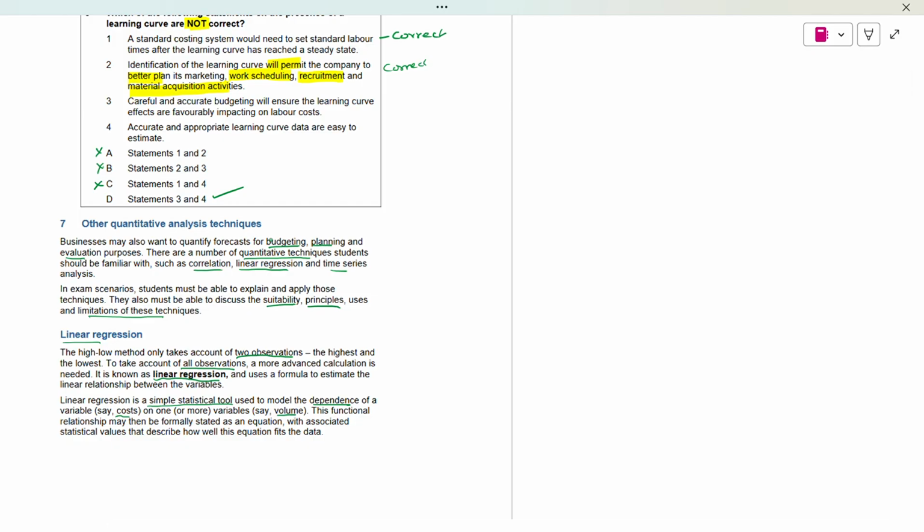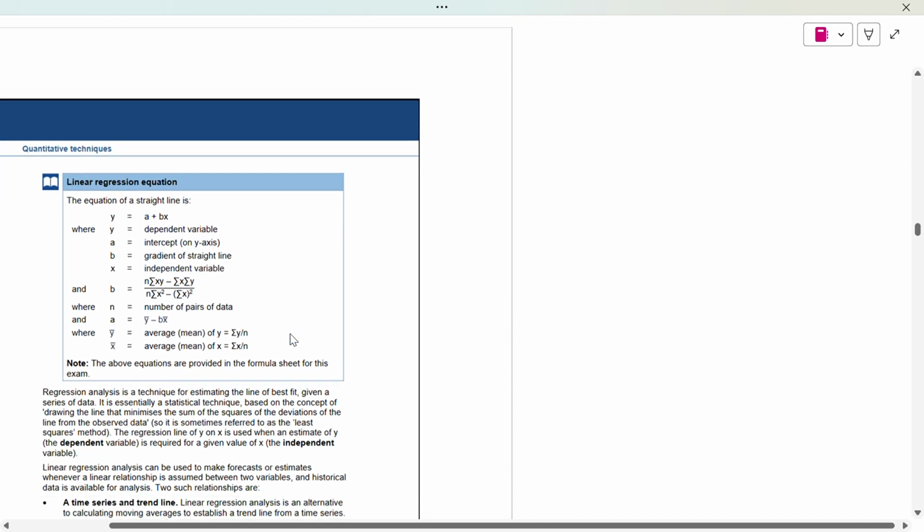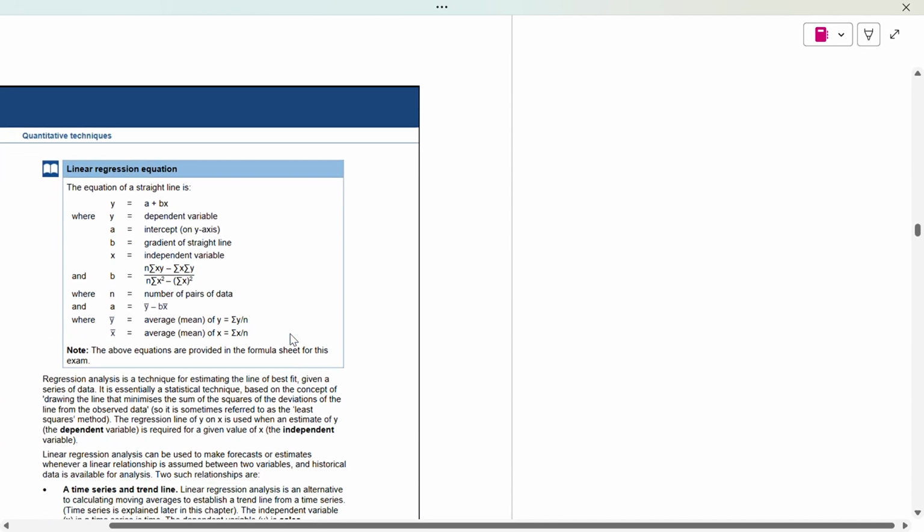You know the volume, you will calculate the price. Linear means it will go in a structured way, consistently, slowly, one by one. This functional relationship may then be formulated in equation form associated with statistical values. If there is an equation, we have to solve the equation. They will not give this much. Keep it in mind, this is the pure statistics method.